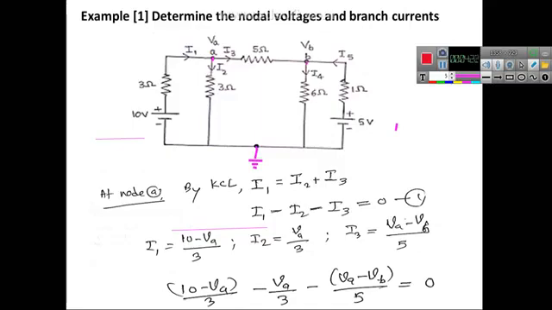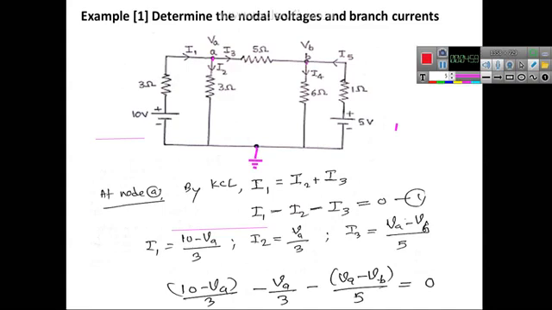Once you mark the currents, you can write the nodal equation at node A as well as B. At node A, by KCL. What is KCL? KCL is nothing but the algebraic sum of currents meeting at a point is equal to 0, or incoming current is equal to outgoing current. I1 is incoming, I2 and I3 are outgoing. Therefore, I1 equals I2 plus I3. Then if you rearrange, I1 minus I2 minus I3 is equal to 0.